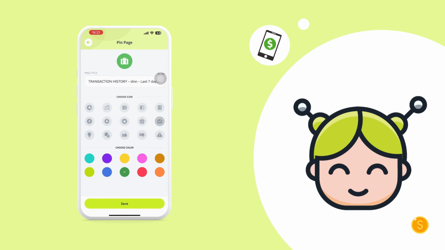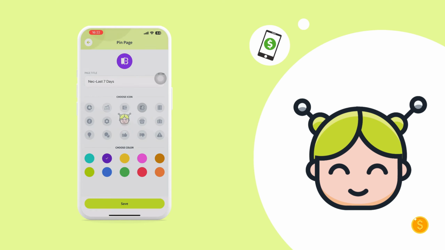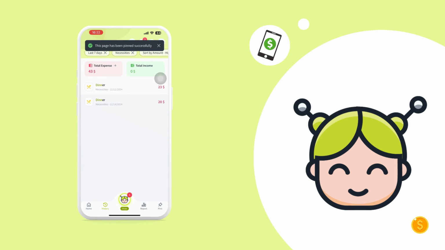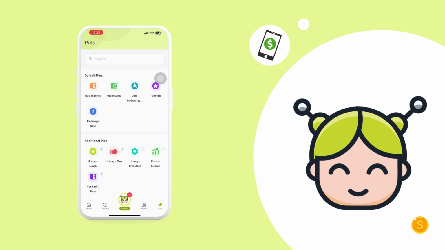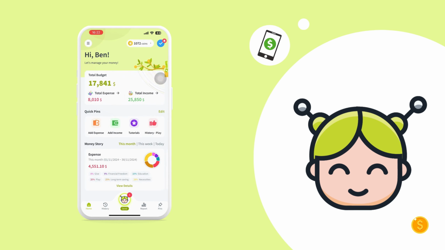To save your custom report, tap the pin icon. Set a name, choose a color, an icon for the pin, then click Save. Now, just tap Pins at the top to access your custom report anytime. And that's it. Using these advanced features, you can filter, sort, and save custom reports with ease.